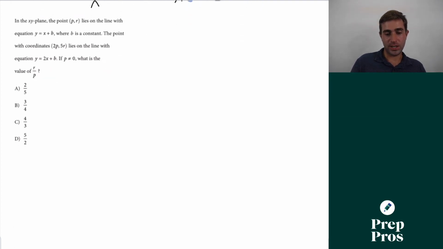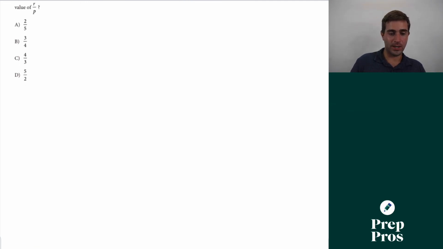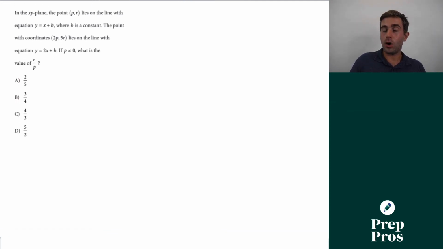Now, our next question is another one that stumps almost everyone. One thing you always want to keep in mind on the SAT is identifying x and y values, because these are going to let you plug in to solve for questions. Here we're told, in the xy plane, the point p comma r lies on the line with the equation y equals x plus b, where b is a constant. The point with coordinates 2p comma 5r lies on the line with the equation y equals 2x plus b. If p does not equal 0, what is the value of r over p? This makes pretty much everyone's head spin a little the first time they read through.